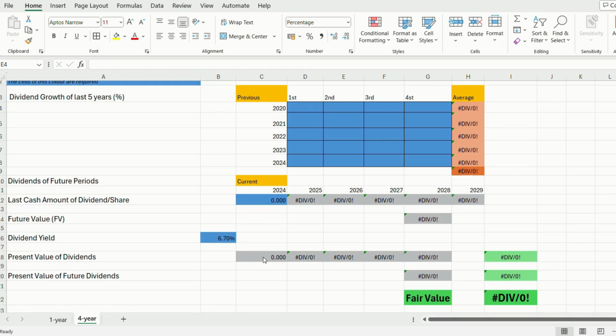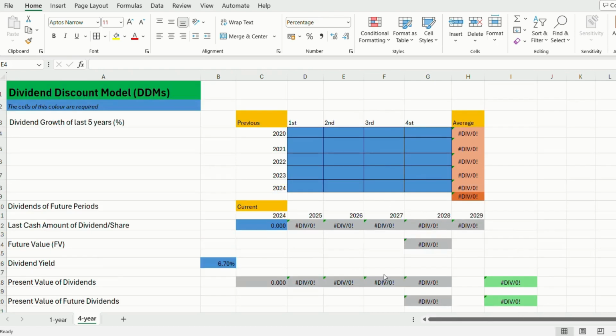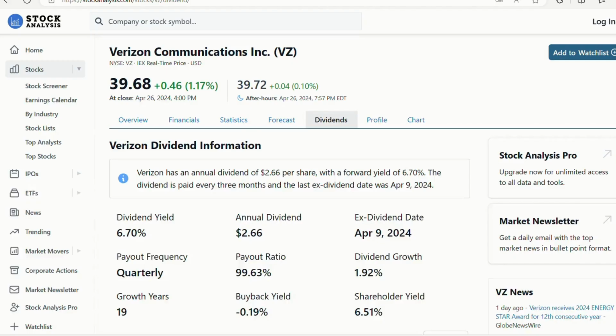And then I would like to take the present value of dividend, and finally we take the present value of future dividends too. In conclusion, we need to take into consideration all of these elements to get the fair value of this company. So let's start.